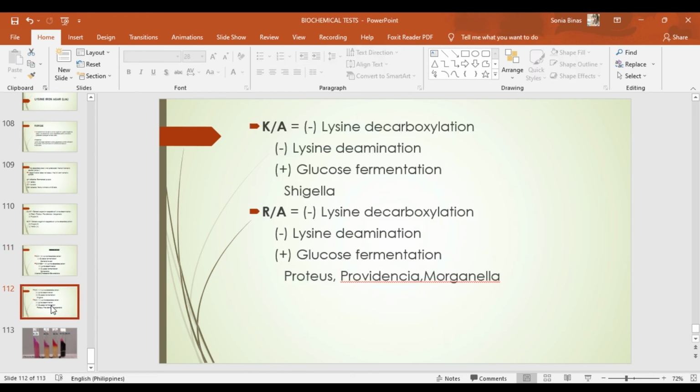So, pag may K over A naman, wala siyang lysine decarboxylation, wala rin siyang lysine deamination, and meron siyang glucose fermentation. Ito ang ating Shigella. So, pag R over A, wala siyang lysine decarboxylation, wala rin siyang lysine deamination, but meron siyang glucose fermentation. Ito ulit ang ating PPM. Ito ang ating Proteus, Providencia, and Morganella.